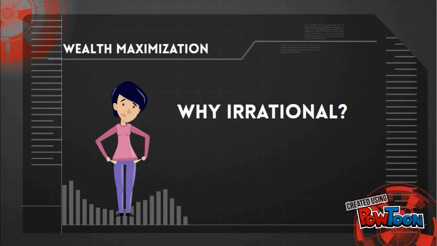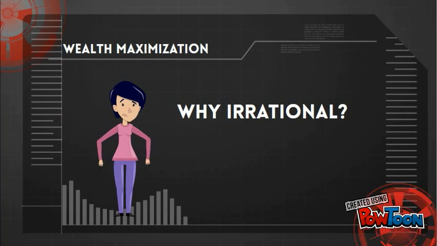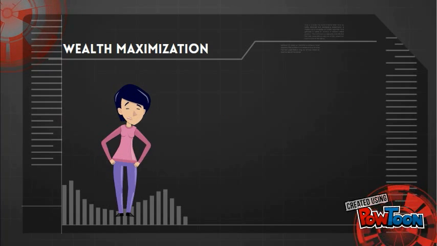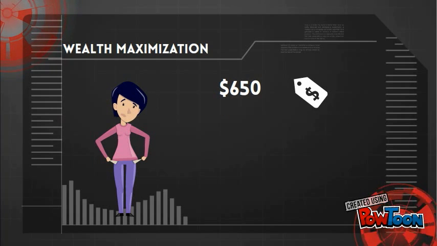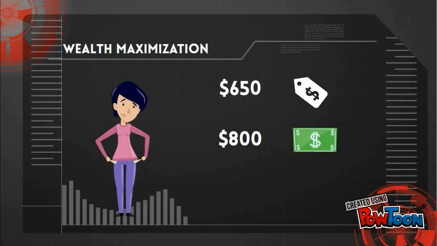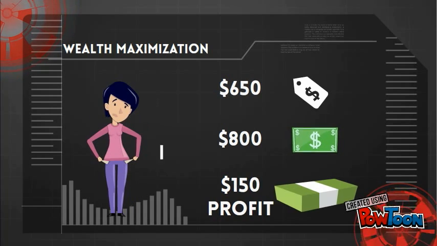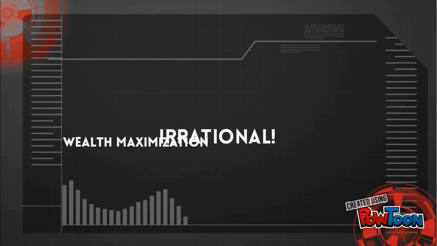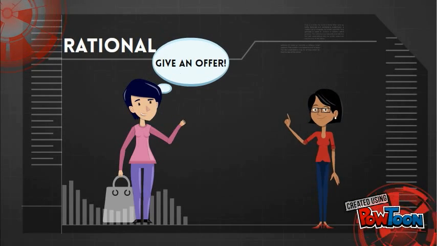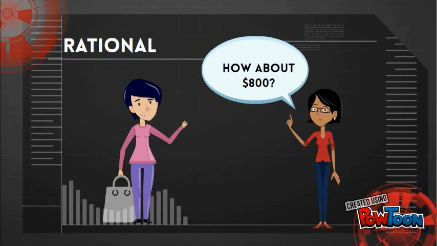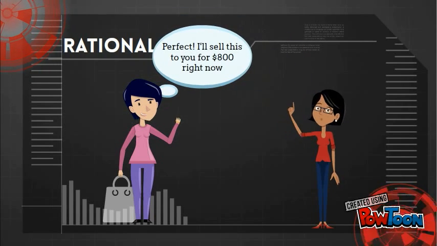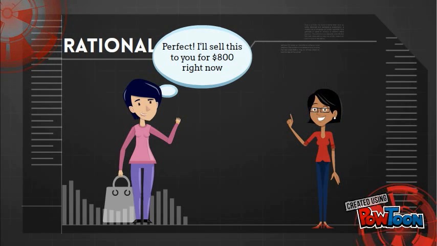Well, why is this irrational? In accordance to the wealth maximization theory, people will maximize their profits and gains. Sarah has the ability to make a $150 profit, but she refuses to because of the endowment effect. So when we look at the previous example, when Cindy offered $800 to Sarah, because Sarah is rational, she accepts the offer and makes $150.